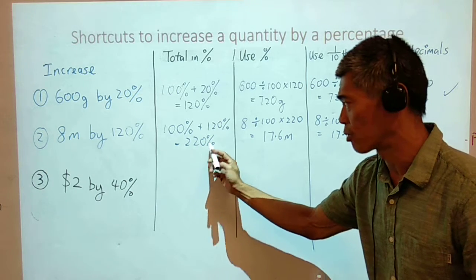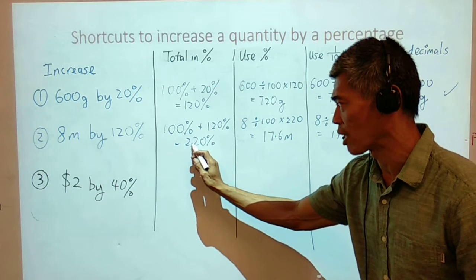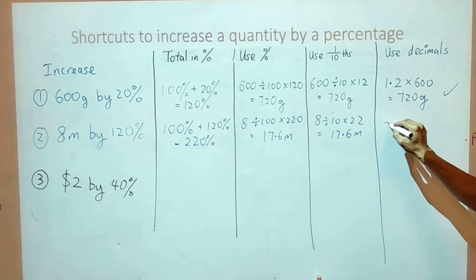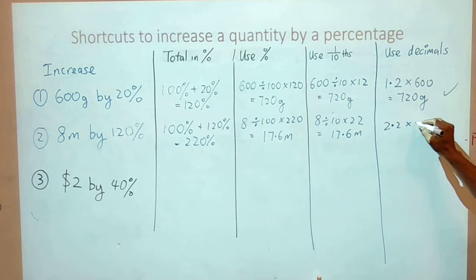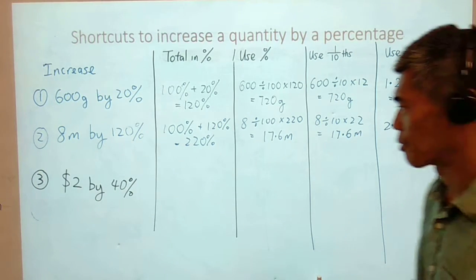Using the decimal method, we can change in our heads straight away that 220% is the same as 2.2. That is the same as moving a decimal point 2 decimal places to the left. So 2.2 times 8 gives you 17.6.